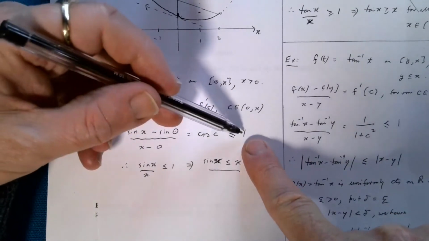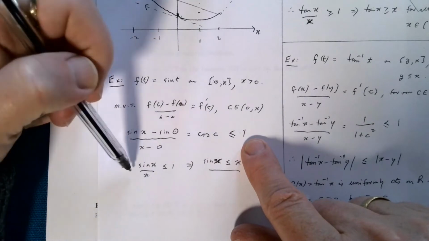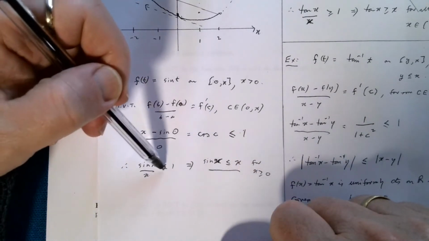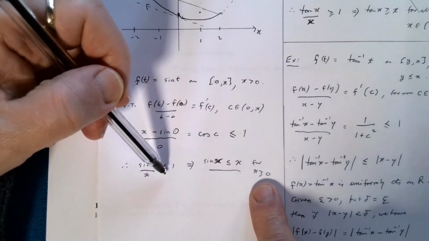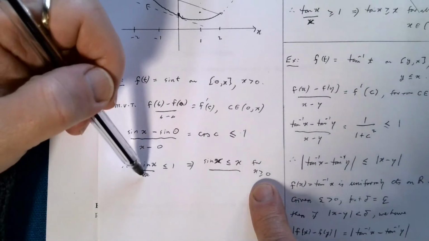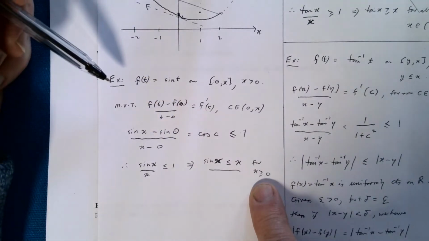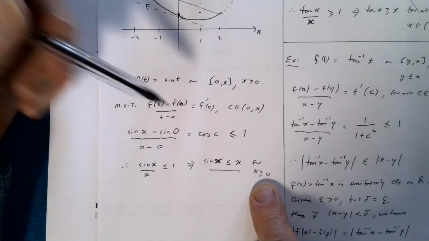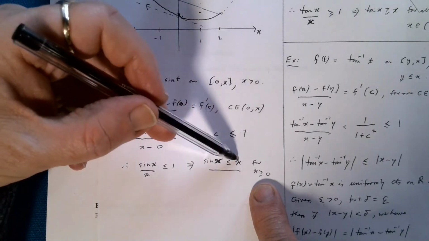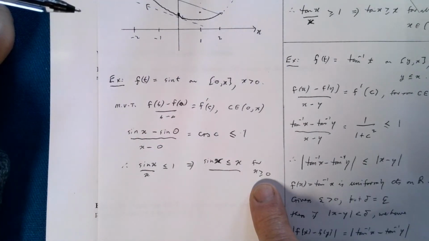So this is always less than 1. So I can now have, therefore, that sine of x on x is less or equal to 1. Now my x is positive, so I can multiply the x up to here without doing any damage to the inequality sign, and I get sine of x is less or equal to x.